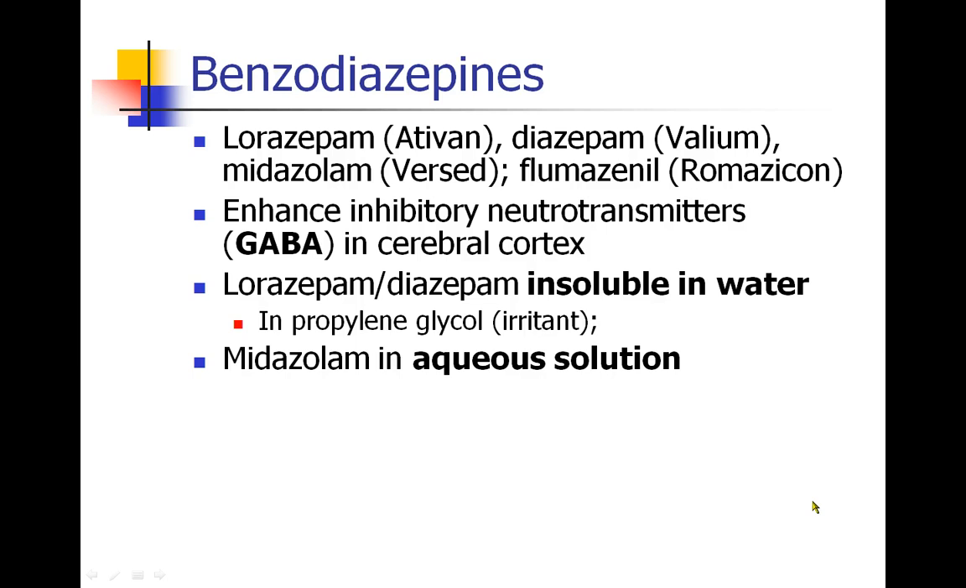Also flumazenil, which we'll talk about in a little bit, also known as Romazicon. That's the antidote to benzodiazepines, and it itself is also a benzodiazepine. These drugs all enhance the inhibitory neurotransmitters, specifically the GABA neurotransmitters, in the cerebral cortex. So they do work in a similar way to some of our other drugs like propofol and etomidate. Some of these are insoluble in water and they're dissolved in propylene glycol. Midazolam, which we use most often, is an aqueous solution in the vial.